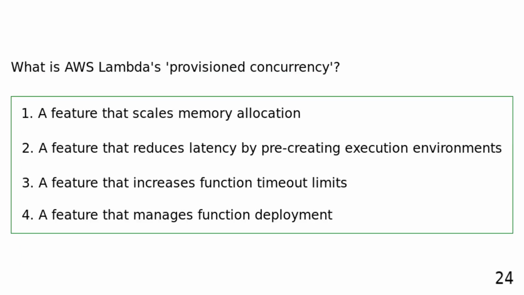What is AWS Lambda's provisioned concurrency? A feature that scales memory allocation. A feature that reduces latency by pre-creating execution environments. A feature that increases function timeout limits. A feature that manages function deployment.